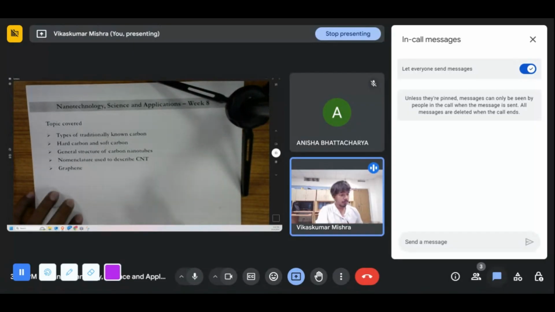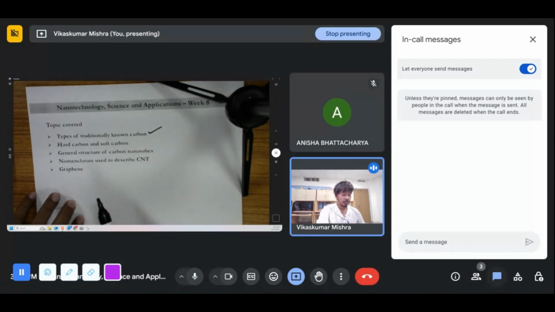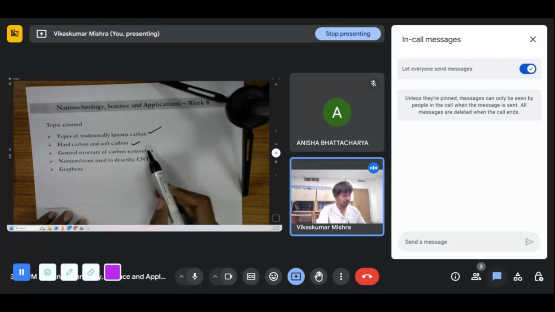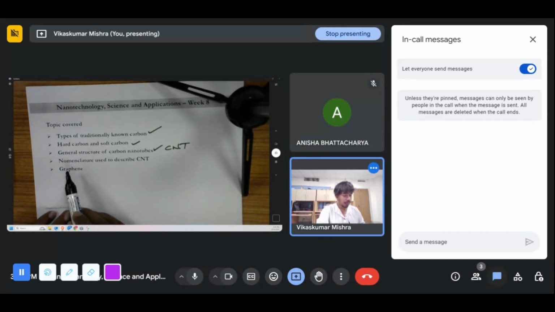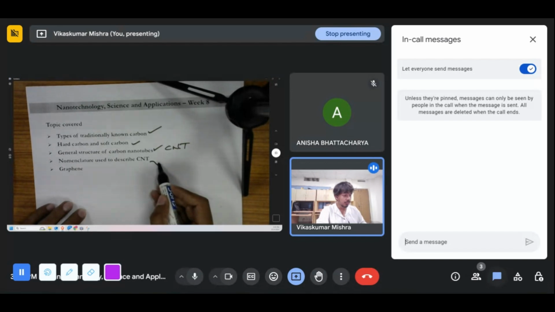Here we discussed the traditional types of carbon available to us, the most important being graphite and diamond. Then we discussed hard carbon and soft carbon. We also discussed the structure of the carbon nanotube, that is CNTs, armchair, and multi-wall and single-wall carbon nanotubes. We also discussed the nomenclature of the CNT, that is (n, m), and how we define those things.